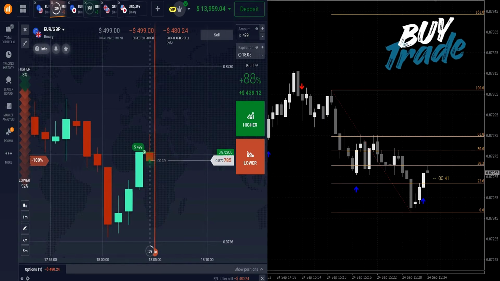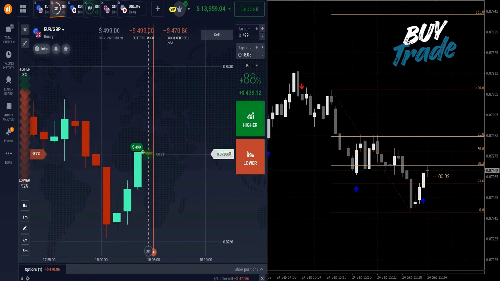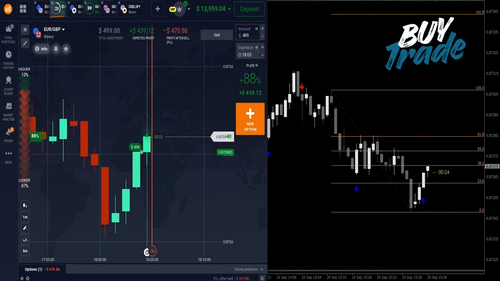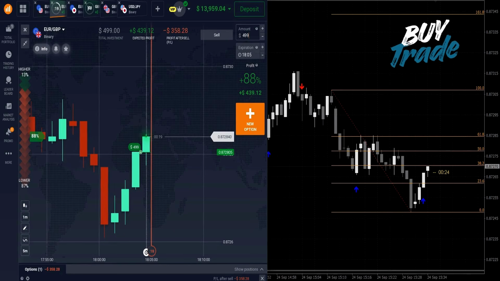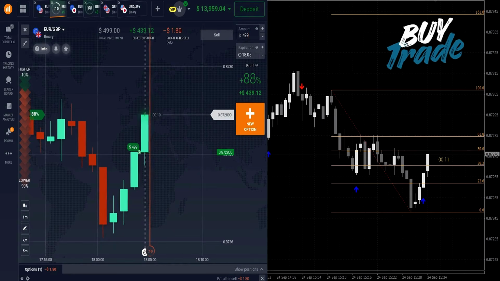Risk management tips. Don't trade emotionally. Stay calm and focused. Risk only 1% to 5% per trade. Never risk more than 10% of your total account. Always practice on a demo account and backtest this indicator with historical data.